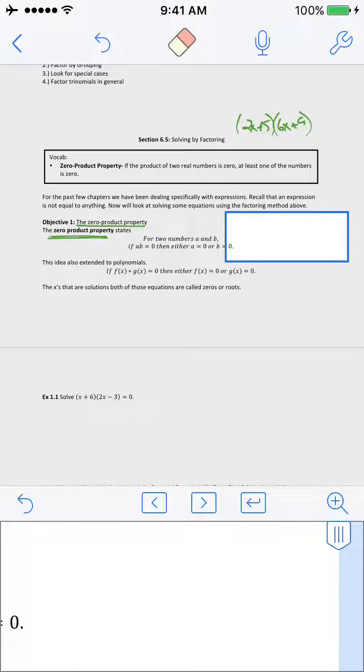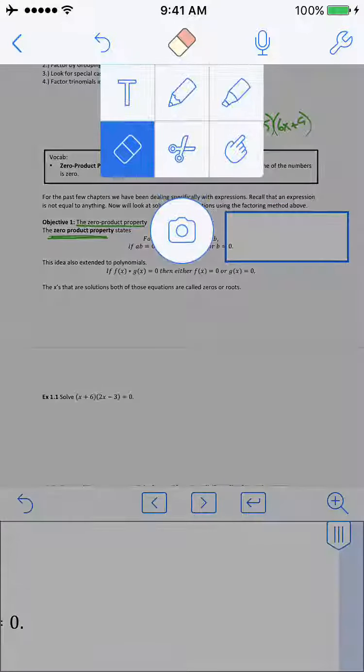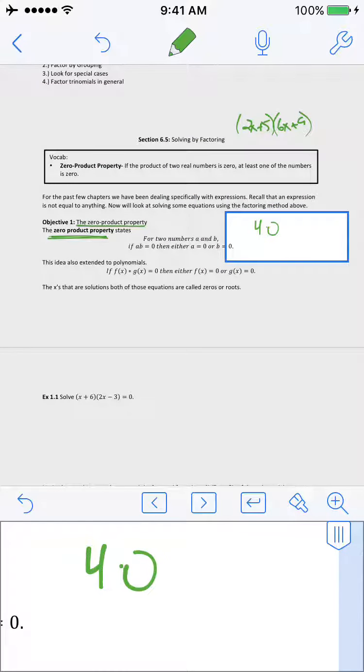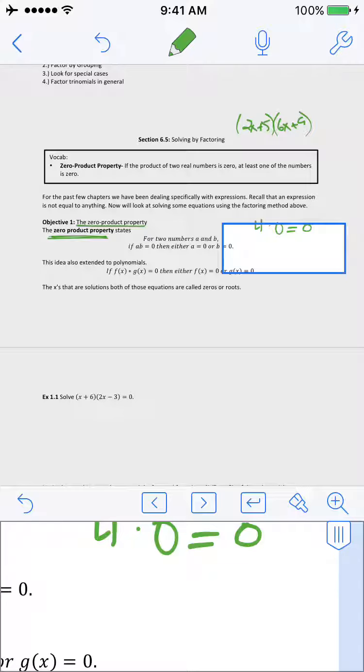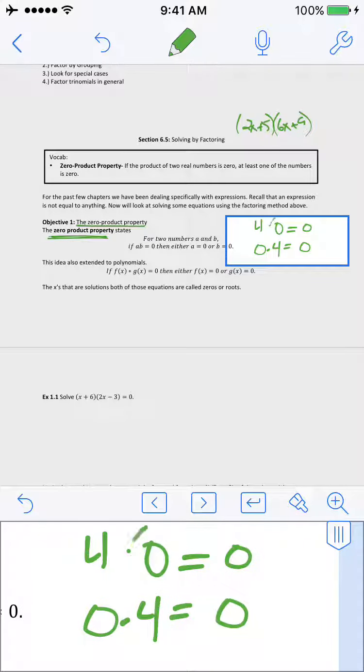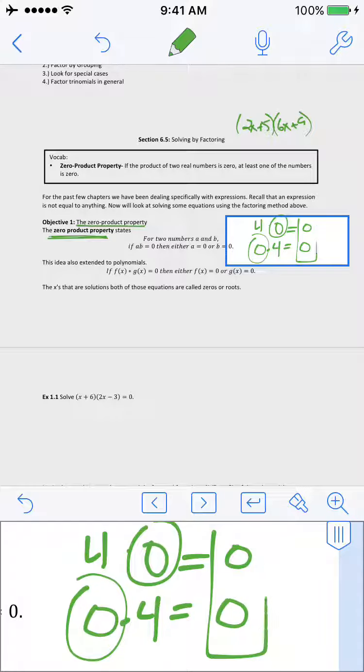And let's look at that with numbers, right? If I have 4 times 0, that's going to equal 0, right? Or in other words, what times 4 would give me 0? The only thing that could possibly be was 0. Same thing goes if the first thing was 0. So if I had something times 4 equaling 0, then again, that thing had to be 0. The only way for me to get 0 as an answer is if I multiply by a 0, okay?